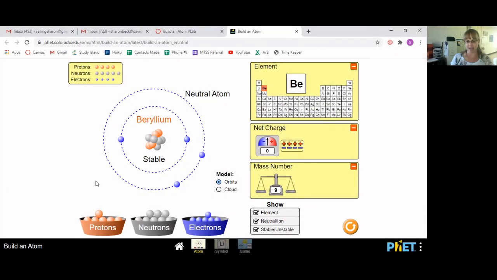Continue working on this lab until you have completed it. Remember to go back to 4 protons, 5 neutrons, and 4 electrons after every step.